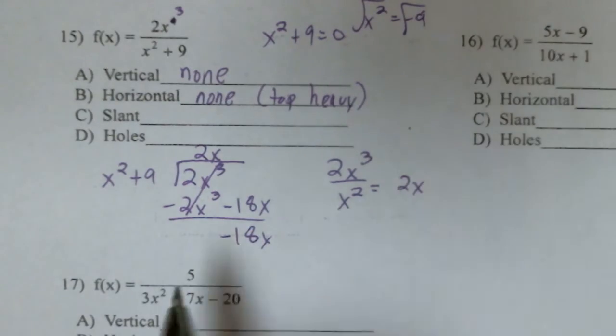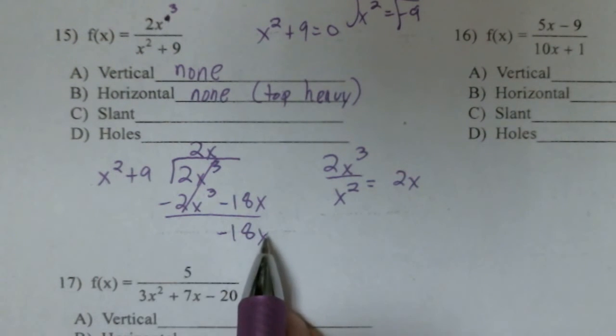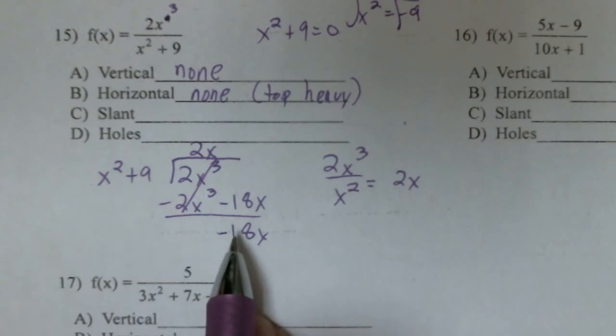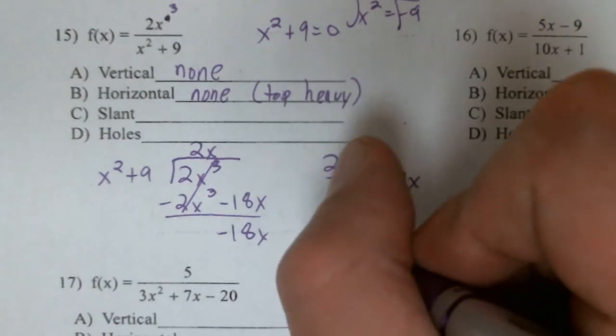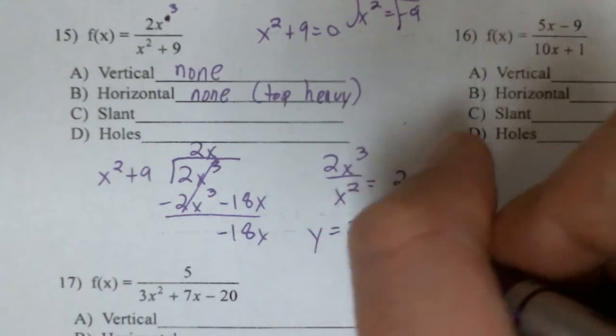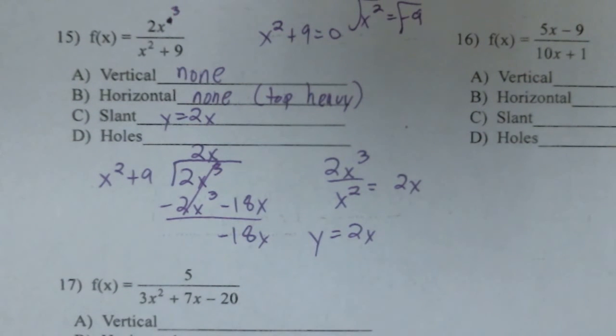And then we got to keep going. How many times does x squared go into negative 18x? It doesn't, because that coefficient is higher than that one, so you can't do anything else. We're done. But my slant asymptote is not 2x. Remember, it's the equation of a line. It's y equals 2x. This is just a regular line with a slope of 2. Okay. Holes. Holes are when you have a factor in the top and the bottom that cancel.